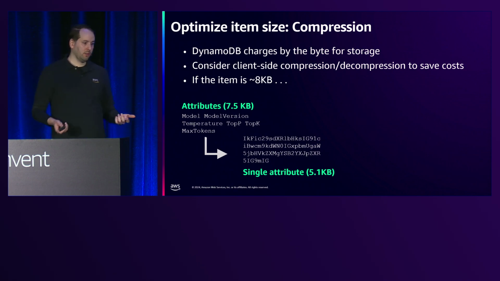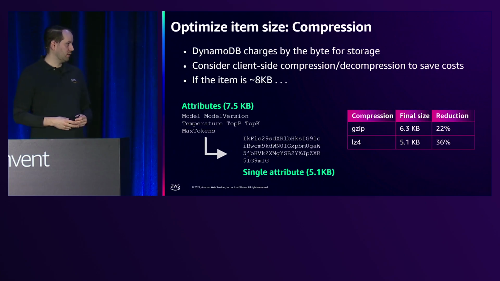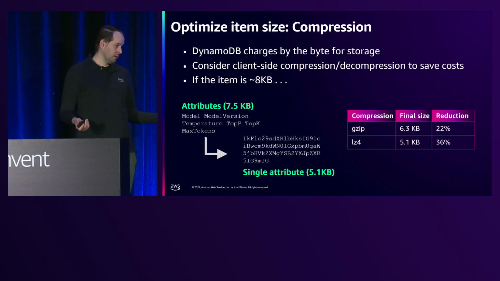And so what we're going to do is look at our metadata attribute. So if we take our model version, we run it through compression, we can maybe simulate. We can try gzip, we can try LZ4, and see what final item size we can get to. And so in this example, let's say we got to 5.1 kilobytes. That's a pretty good size, but that's still going to be 6 WCUs, but it's pretty good.